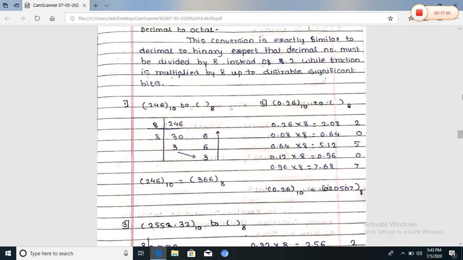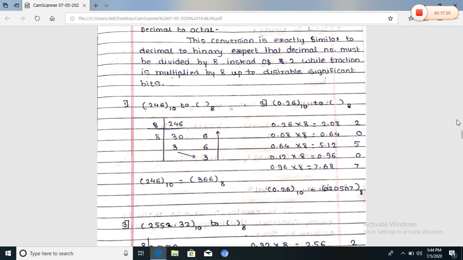This 2 is recorded in the answer. Again 0.08 multiplied by 8, answer 0.64. So this is not an answer digit here. 0.64 again multiplied by 8, answer 5.12. This 5 is noted here. 0.12 multiplied by 8, 0.96. The digit is 0, noted here. 0.96 is again multiplied by 8 and gives 7 point something. Up to 4 or 5 significant digits or bits we have to multiply.